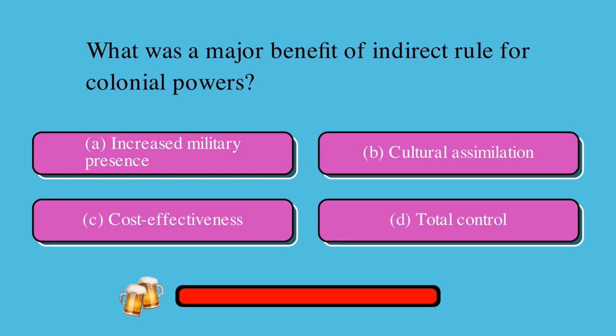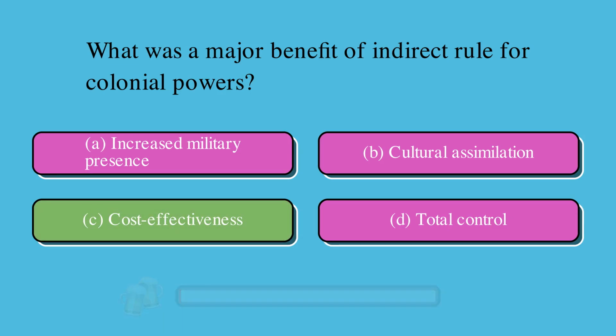What was a major benefit of indirect rule for colonial powers? Is it A, increased military presence, B, cultural assimilation, C, cost effectiveness, or D, total control? The correct answer is C, cost effectiveness.